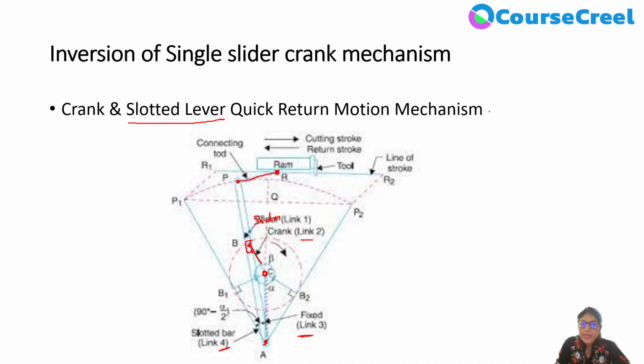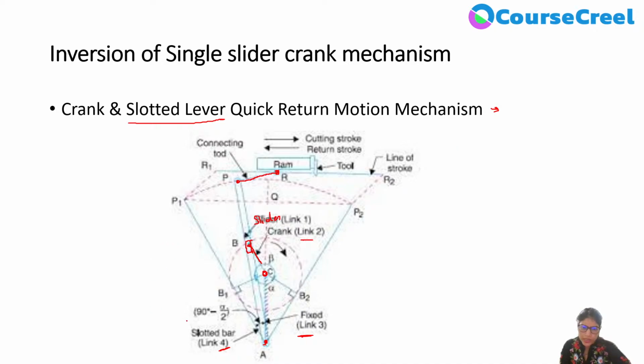So basically this crank and slotted lever quick return motion mechanism is generally used in a shaping machine, slotting machine, or internal combustion engine. This type of mechanism we use to provide forward and backward motion to a particular part. So this is the basic use of the crank and slotted lever quick return motion mechanism. It is providing to and fro motion, or we can say forward and backward motion to a particular part.